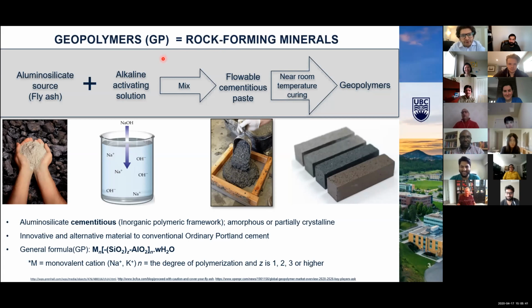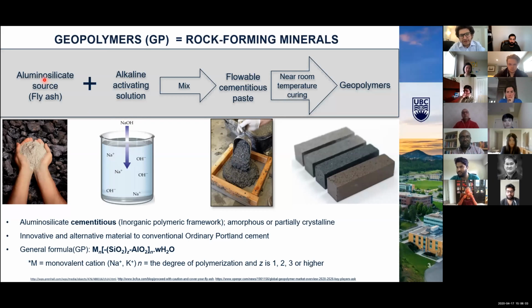Okay, so geopolymers in general are rock forming minerals. They are produced when an aluminosilicate source, such as fly ash, is mixed with an alkaline activating solution. It could be potassium hydroxide, sodium silicate, and many more. But for my project, I'm working with sodium hydroxide.